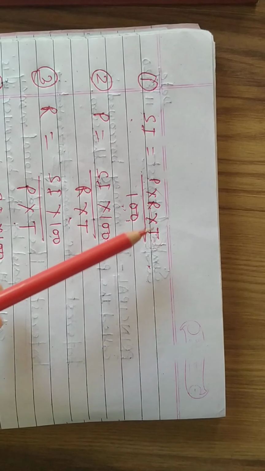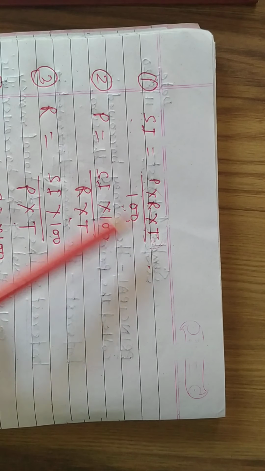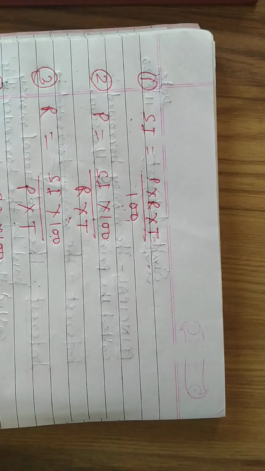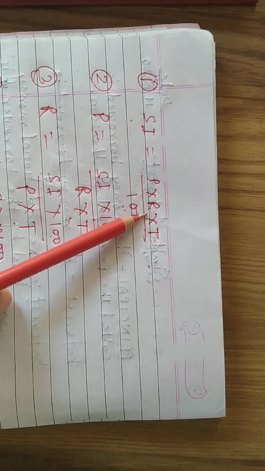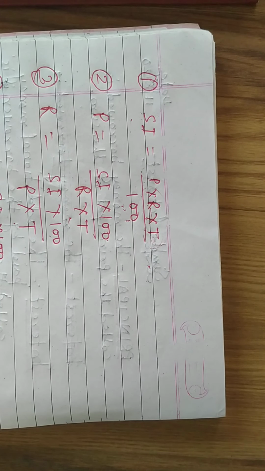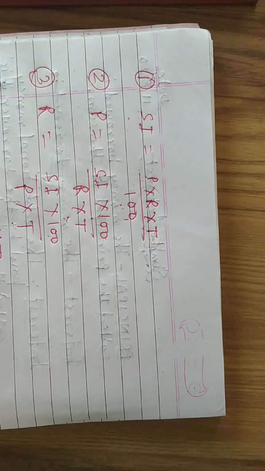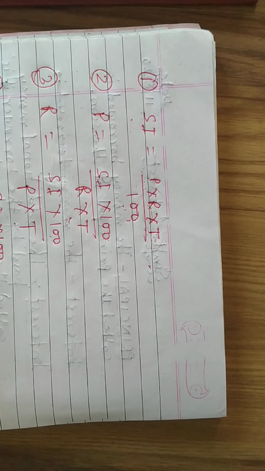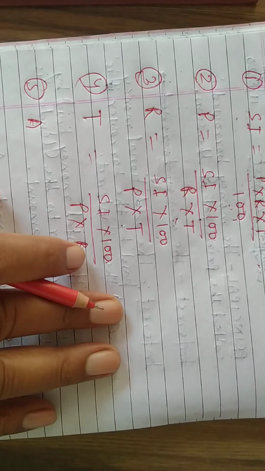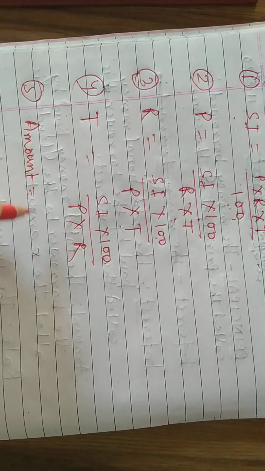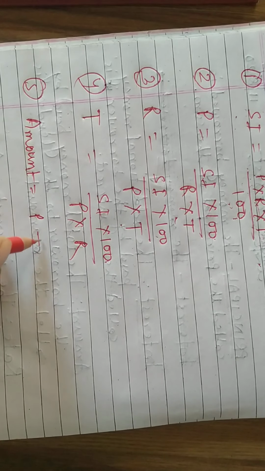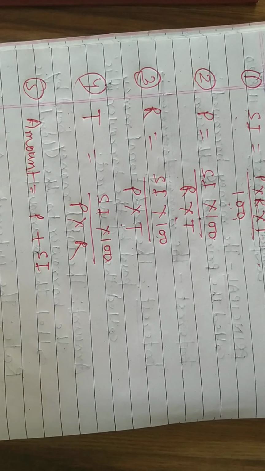Then next, when you have to find time, what is left? SI into 100, always I told you to write, and the left terms are P into R, so P into R is here. Now, formula 5, amount. Amount equal to principal P plus SI. SI means simple interest. So this is the formula.